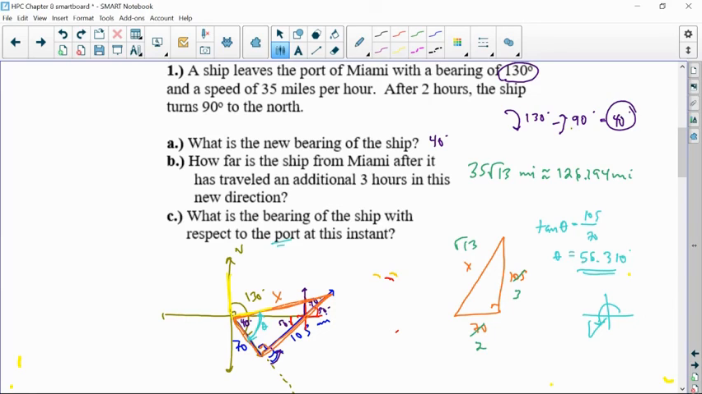I take that away from 130 to get the bearing with respect to due north, to get this angle right there. So 130 minus 56.310, and we get a new bearing of 73.690 degrees. And remember, when it asks for a bearing with respect to the port, it's going back to your original north-south. If it just says what is the bearing of the ship, it's with any north-south from that exact point where the ship is.